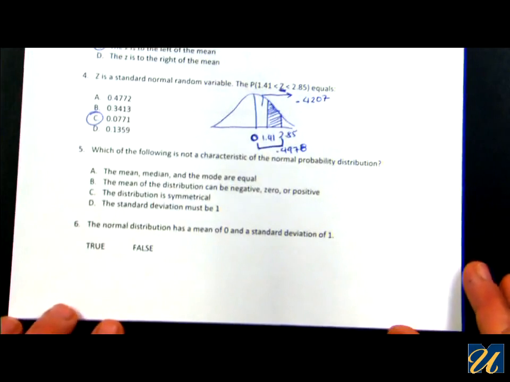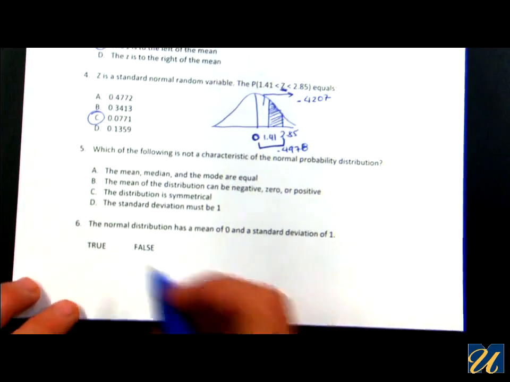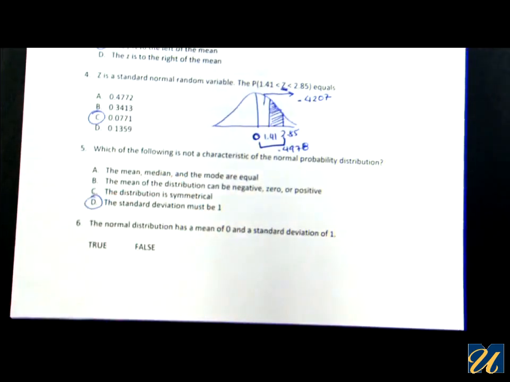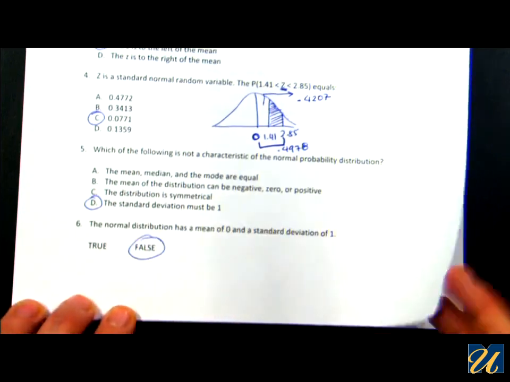Which of the following is not a characteristic of the normal probability distribution? That would be that the standard deviation must be 1. The standard deviation must be 1 for a standard normal probability distribution. As far as normal probability distribution is concerned, you can have any mean and any positive standard deviation. The normal distribution has a mean of 0 and a standard deviation of 1. As I just mentioned, this would be false.